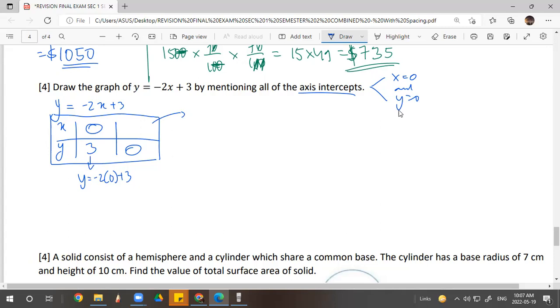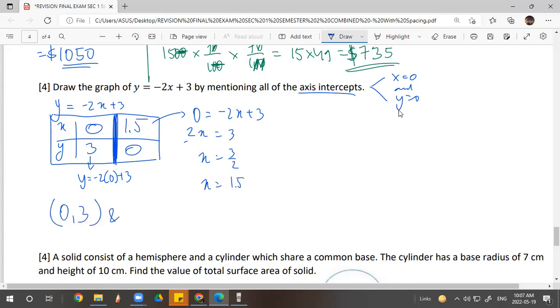How about this? This is the second part. So 0 equals negative 2x plus 3. Move the left side, x equals 3 over 2, or 1.5. So what is the point? The points are 0, 3 and 1.5, 0. And then you draw it.